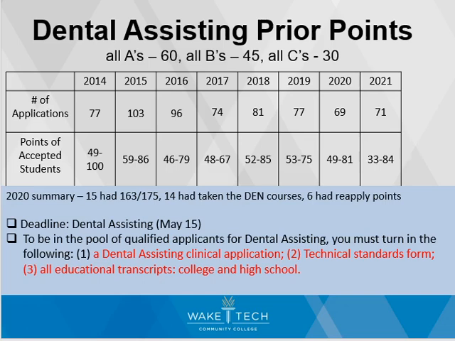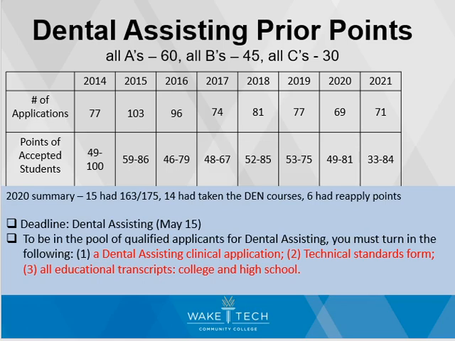Here's a little background on what the points have been for accepted students for the past years. If we go over to 2020 and 2021, you'll notice that we had 69 applications in 2020 and 71 in 2021. The point ranges for accepted students range from 49 to 81 in 2020, and then 33 to 84 in 2021, which is probably reflective of the pandemic. A little bit of extra information about the class for 2020 is that 15 of those students had the higher level sciences, where they took the separate anatomy and physiology and the separate microbiology. 14 of the applicants had DEN courses before they applied, and 6 had reapply points.